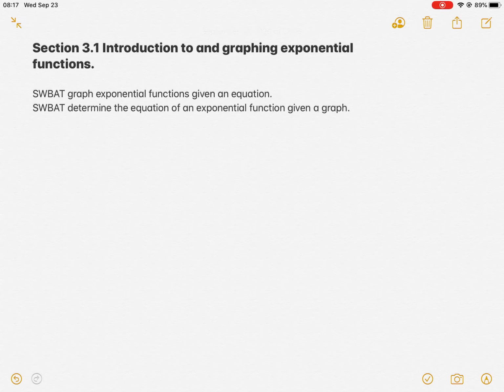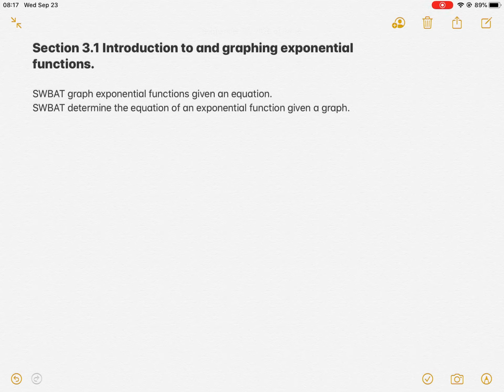Hey everyone. So what we're going to be talking about today is we'll be starting a new chapter, chapter 3, which deals with exponentials and also their inverses, which are logarithms. So in section 3.1, our goal is really just to introduce exponential functions and also to graph them.